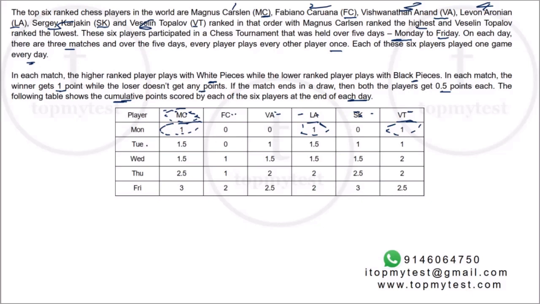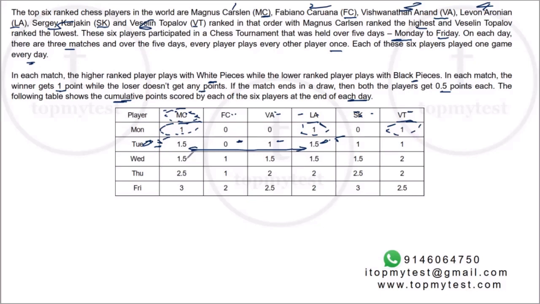Right. Now on Tuesday, we know that MC has gone to 1.5, which means he got 0.5 points on Tuesday, which means he had a draw. FC lost again. He still has 0. VA got 1 point, which means he won a match. LA had a draw, right? Which means the next day the match is going to be between these 2, because that's the only draw on Tuesday, and these 2 players played the match. SK had a win, VT lost a match, right? He's still stuck on 1.